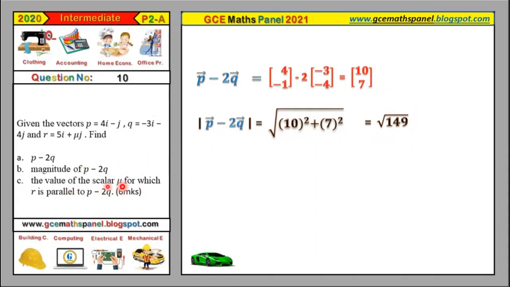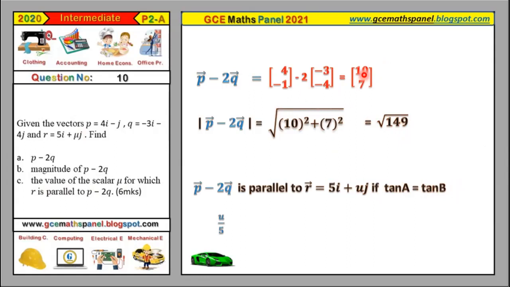Now, we should find the value of the scalar mu in this vector R for which the two vectors are parallel. Note that two vectors are parallel if one is a scalar multiple of the other. That means if you multiply one by a particular number, you get the other one. They are parallel if the tangents of their angles are the same, if tan A is equal to tan B. So for P minus 2Q, the tan will be equal to 7 on 10, and the tan of R will be equal to mu on 5. When you cross multiply, mu will be equal to 3.5.